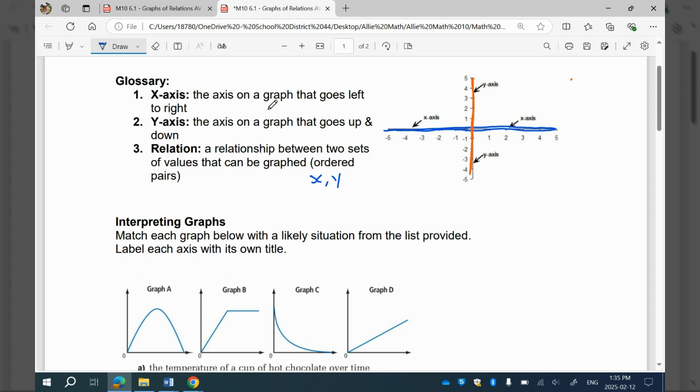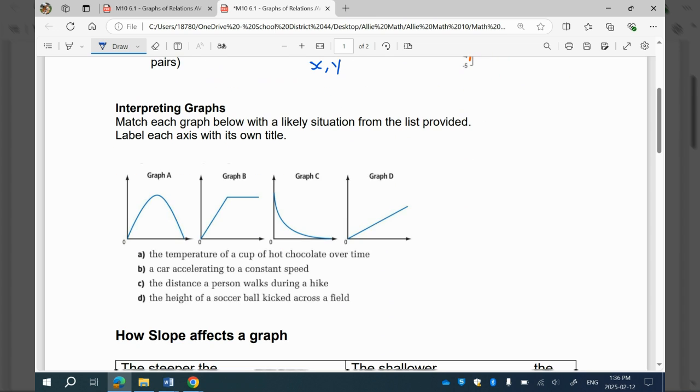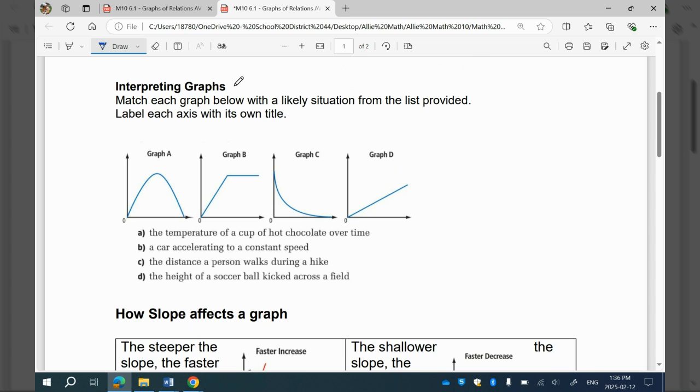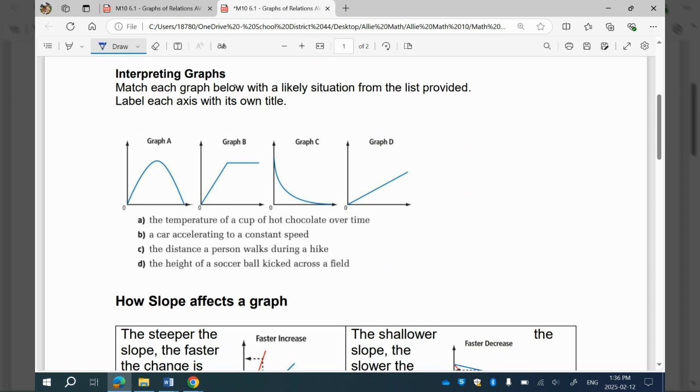So this first part is about interpreting graphs, and a lot of it is trying to figure out what story the graph tells or matching a story to a graph. So match each graph below to the likely situation from the list provided. Label each axis with its own title. So we're going to be labeling the y or the x, and we have to match each of these scenarios with the graph we think matches it best.